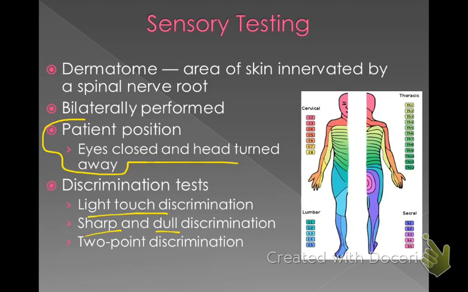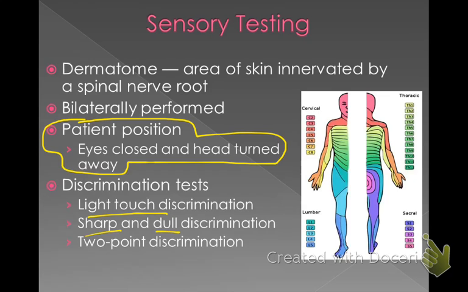One thing that we want to do when we are doing a lower quarter screen is we want the patient to have their eyes closed and, if possible, their head turned away. The reason we want their eyes closed is because during the neurological screening, we might ask them if they can feel something, but we might not actually touch them, just to test if they're feeling something on their skin without us touching. So the patient must always have their eyes closed during a lower quarter screen.